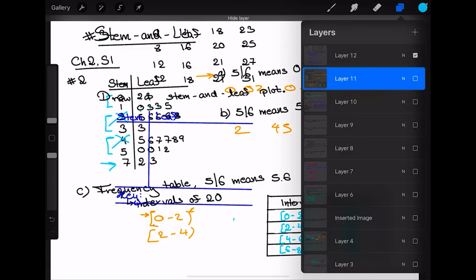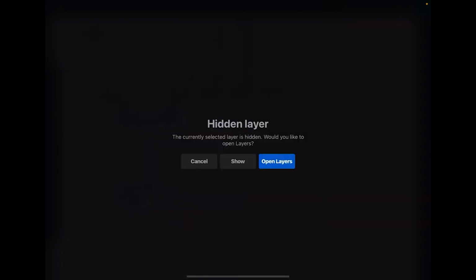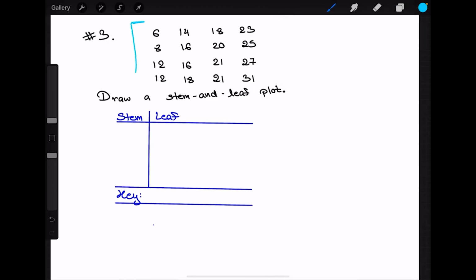Now moving on to actually drawing a stem and leaf plot ourselves. The question will be given to you as just a random set of data right here. And this is the format you're supposed to write it in: stem, leaf, and right below it is the key. Do not forget the key. It is very important, otherwise people will not be able to read your plot and you will lose marks if this does come as a written part.